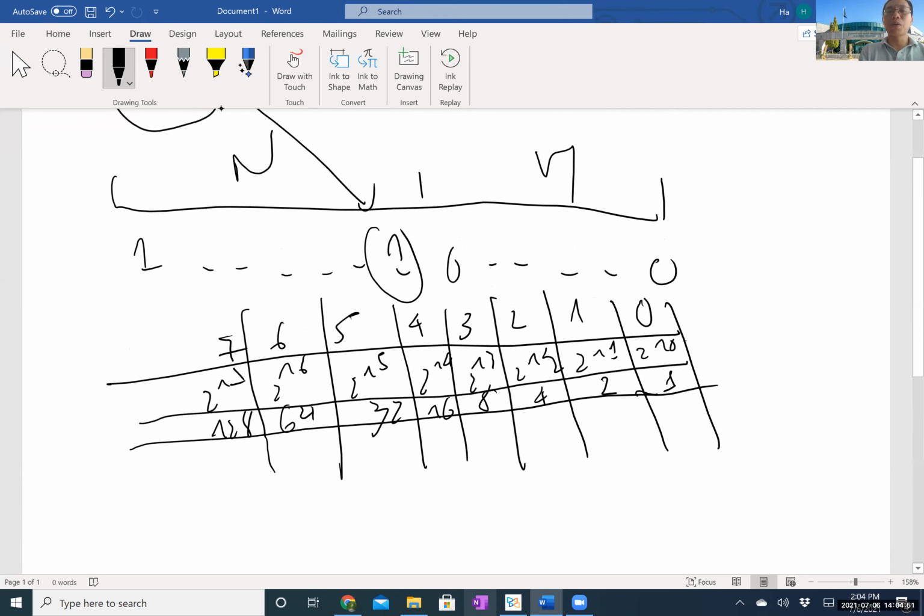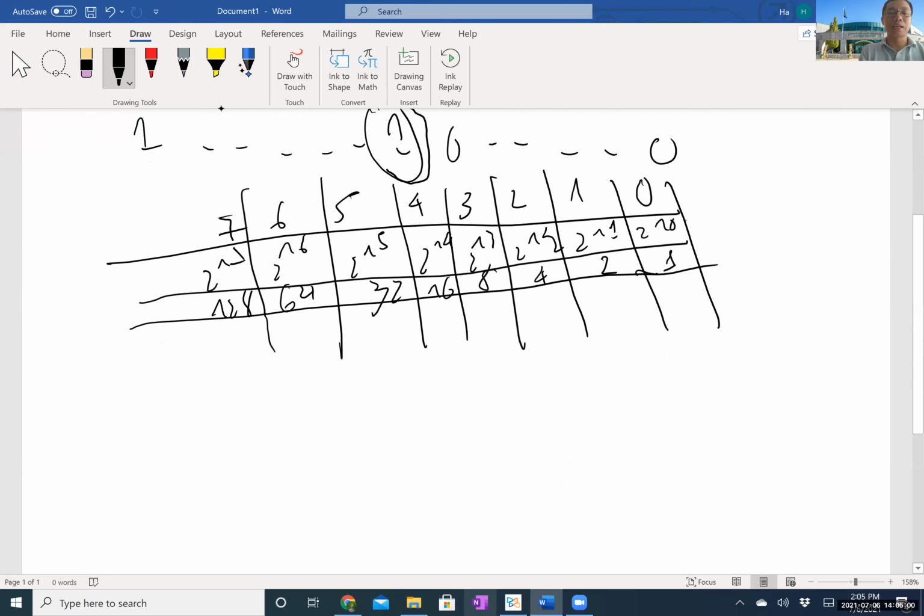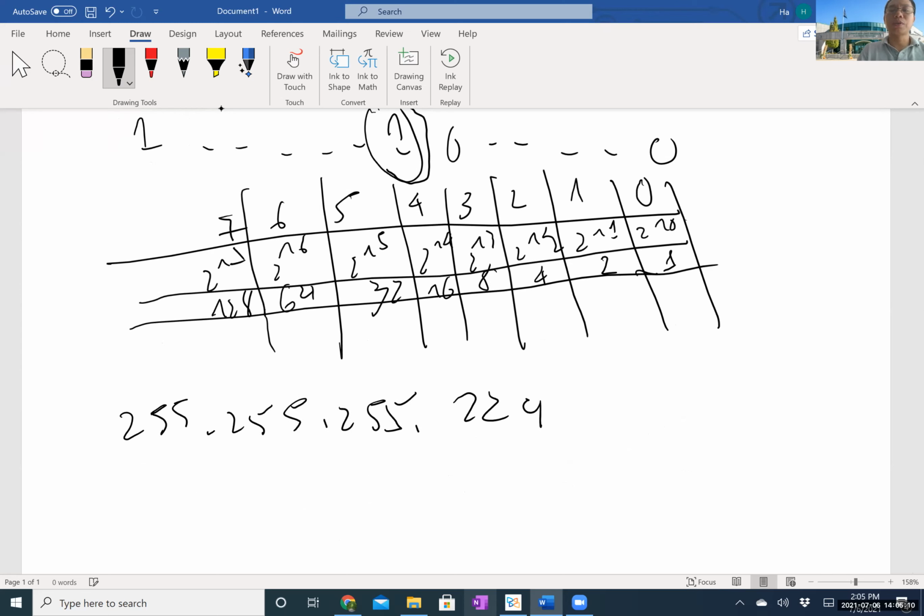So remember one thing: the magic number is always the value of the last 1 in the subnet mask. If you have the subnet mask 255.255.255.224, can you tell me what is the magic number for this one? What is the magic number here?